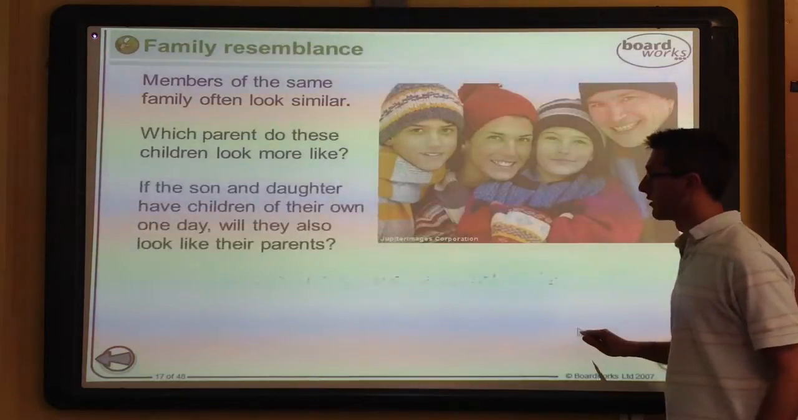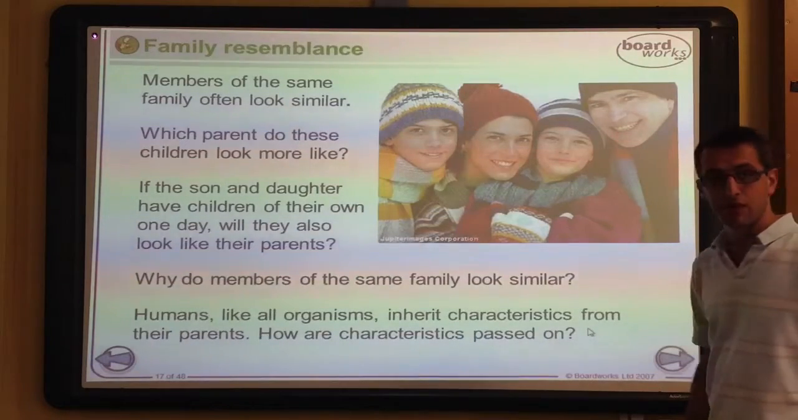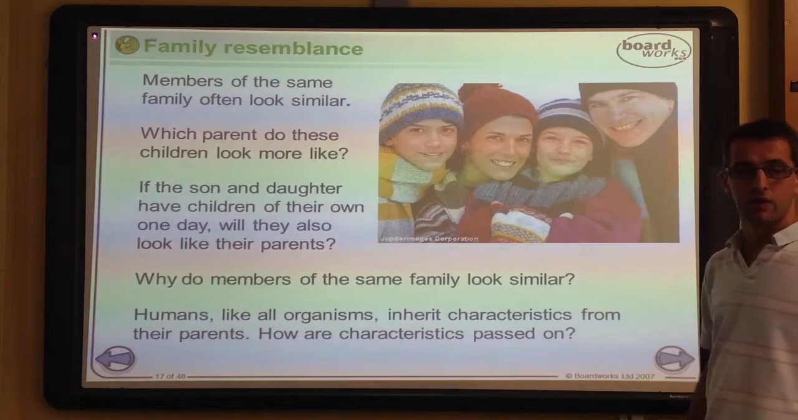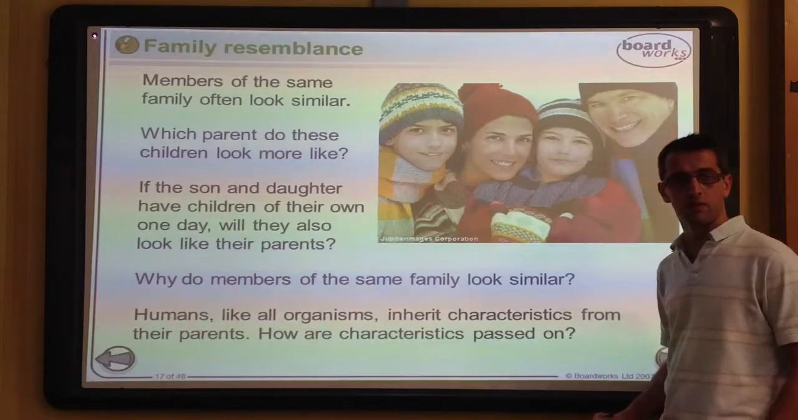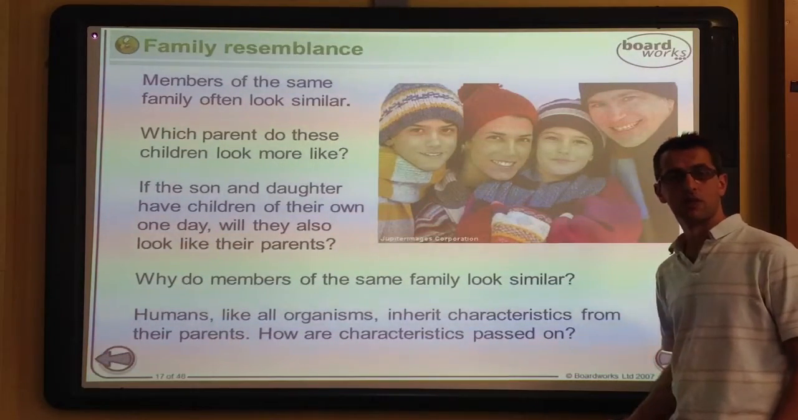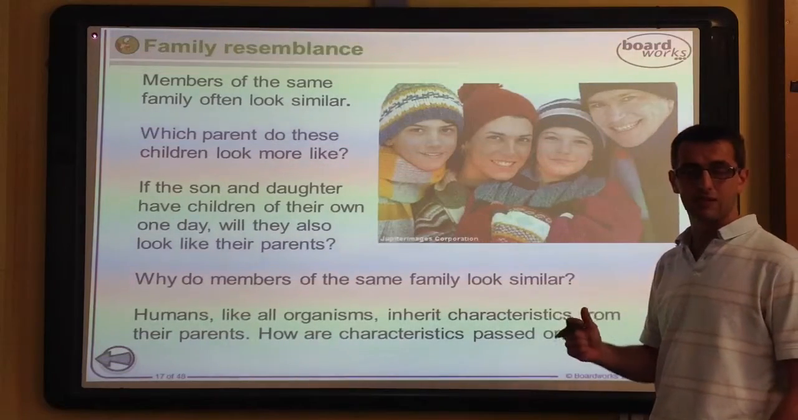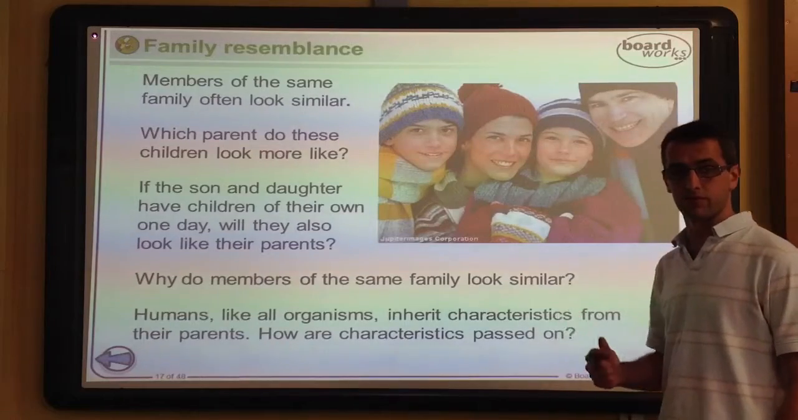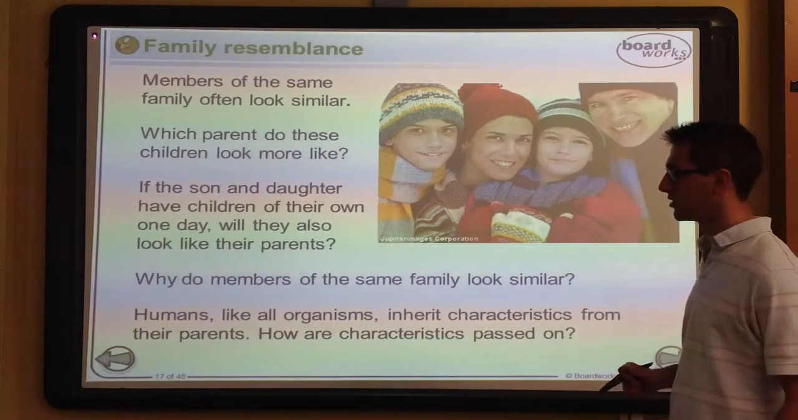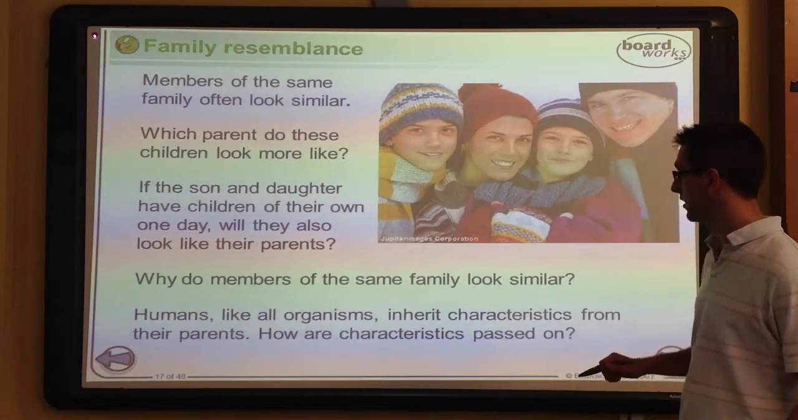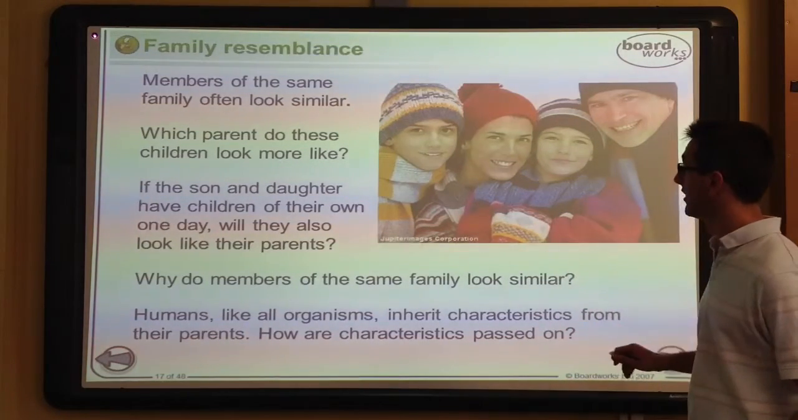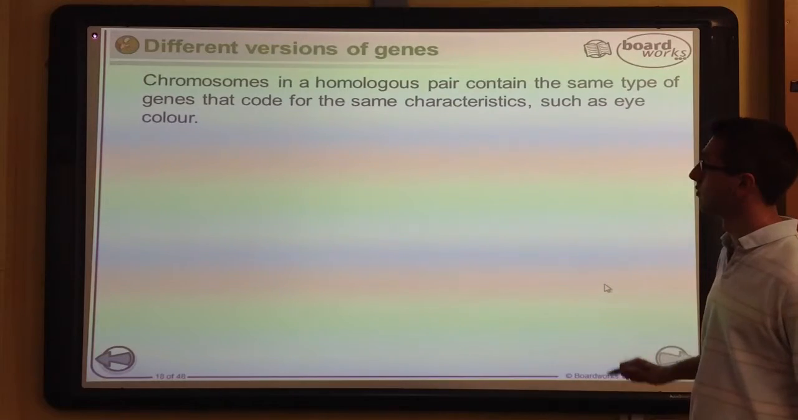So we've seen that families can look similar, but we don't look identical to each other. And we know from our video on meiosis and cell division that the gametes that are produced during meiosis are unique because some variation within the genetic chromosomes has taken place. It's these being passed on that gives us our variations, although we don't look exactly the same.